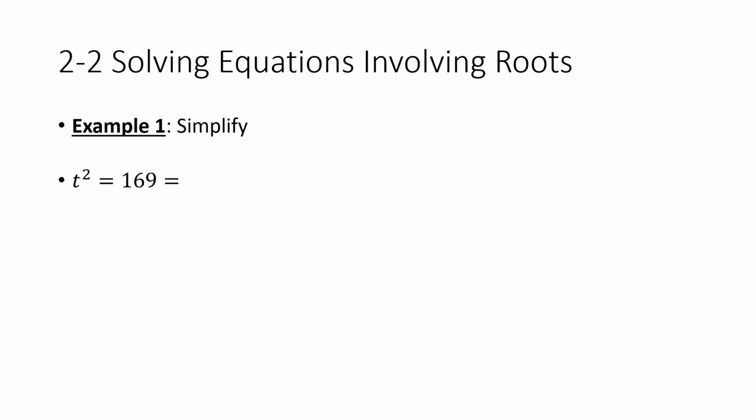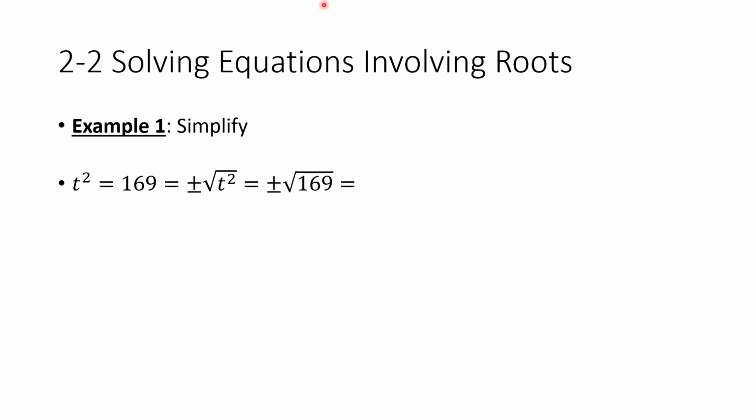So here we have our equation. We have t squared equals 169. What you need to know is that the opposite or inverse operation of squaring is just taking the square root. So to solve this, we just need to take the square root of both numbers. Let's do that. Here we can see we have the square root of t squared and the square root of 169. Remember, what you do to one side of the equation, you have to do to the other side to keep it equal.